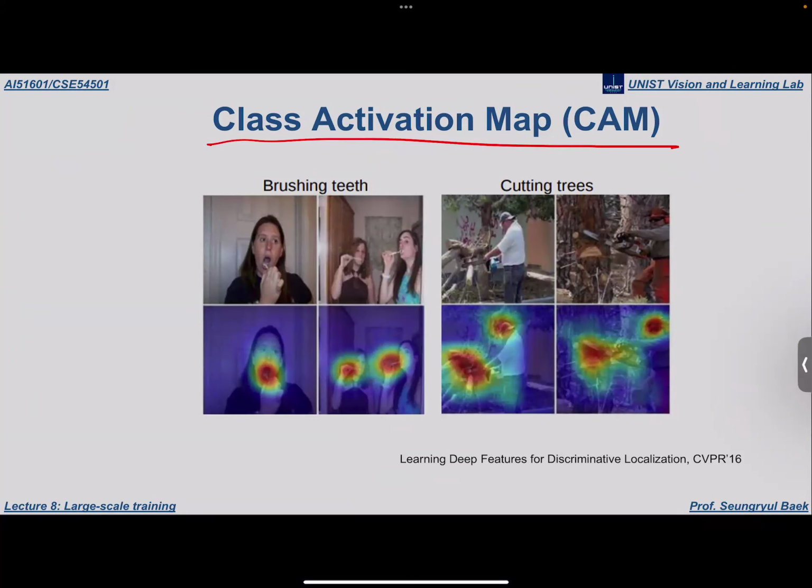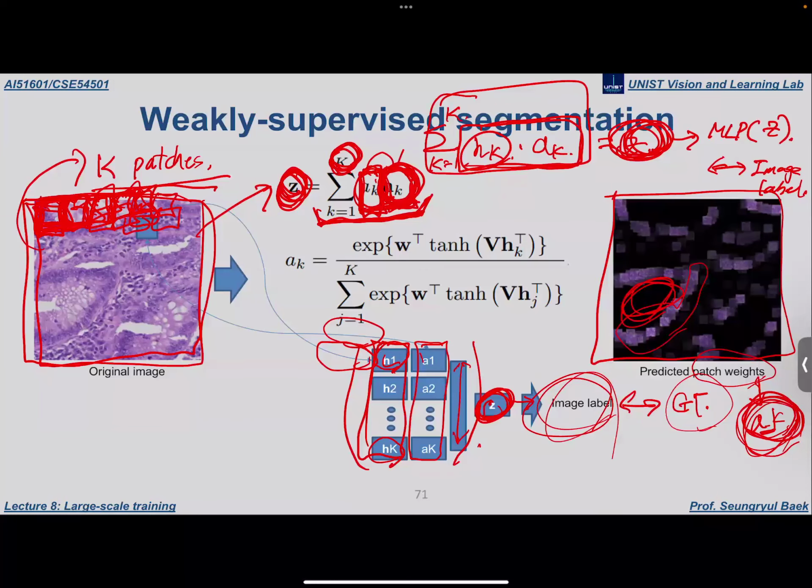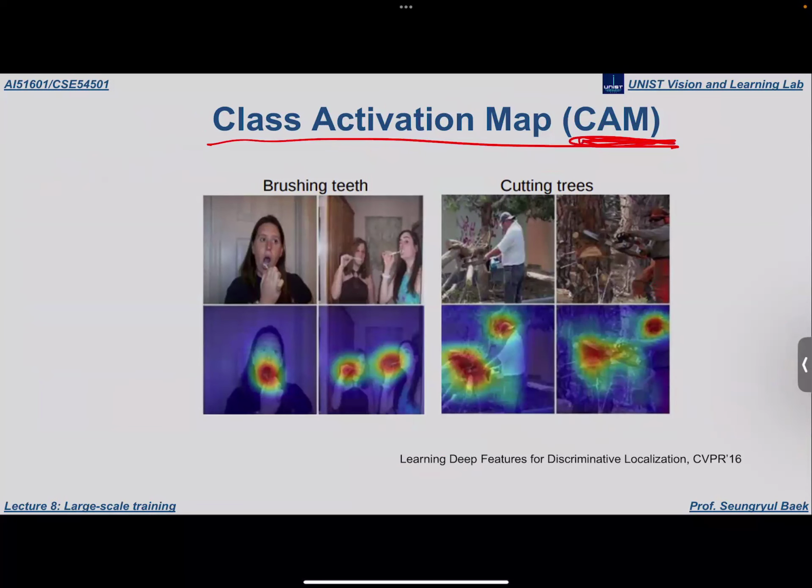Next is the CAM, the class activation map. This is also somehow an old paper's result, but until now this CAM is frequently used. Okay, so somehow this CAM is derived for the image classification task.